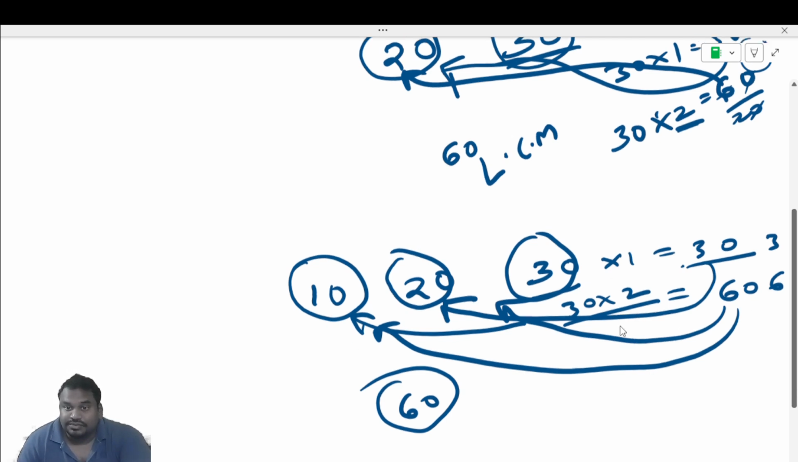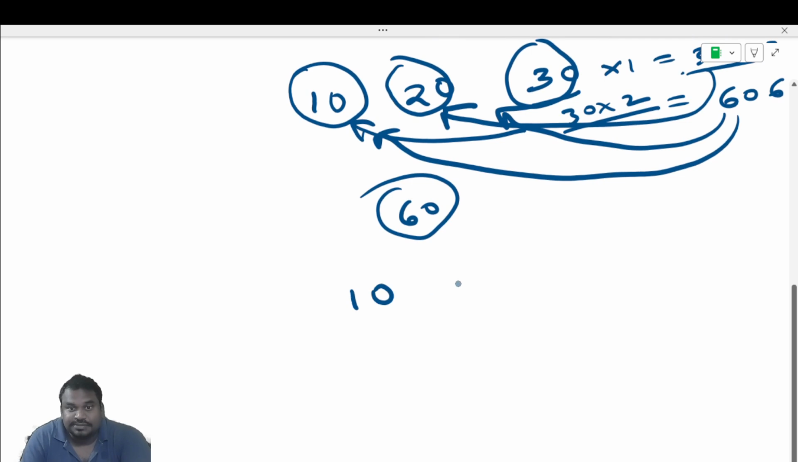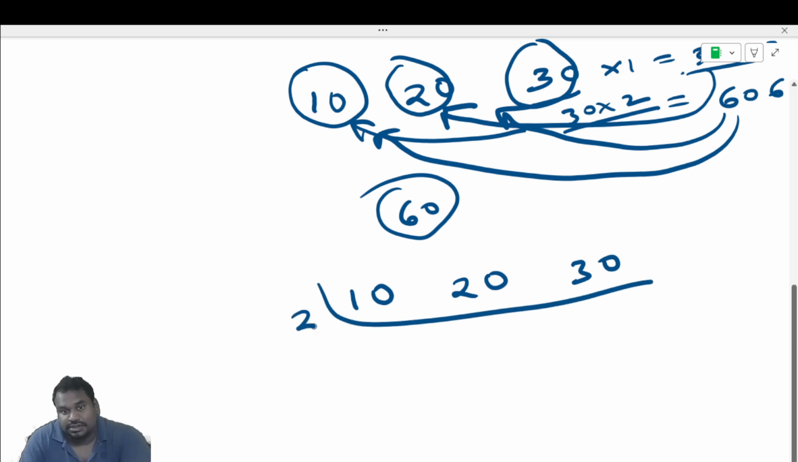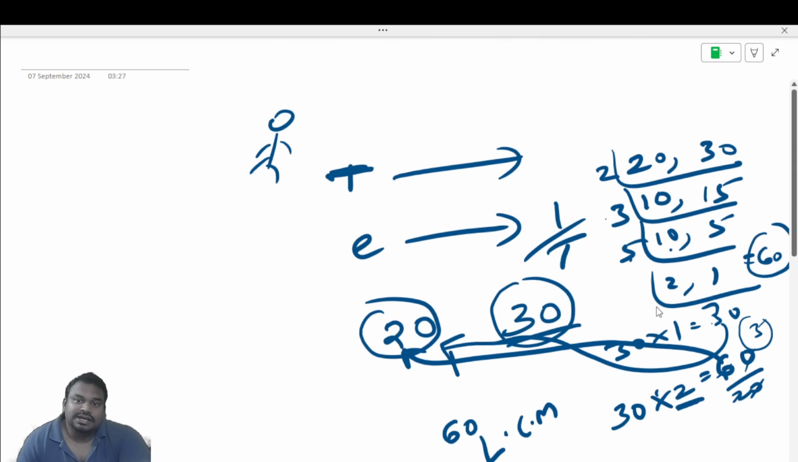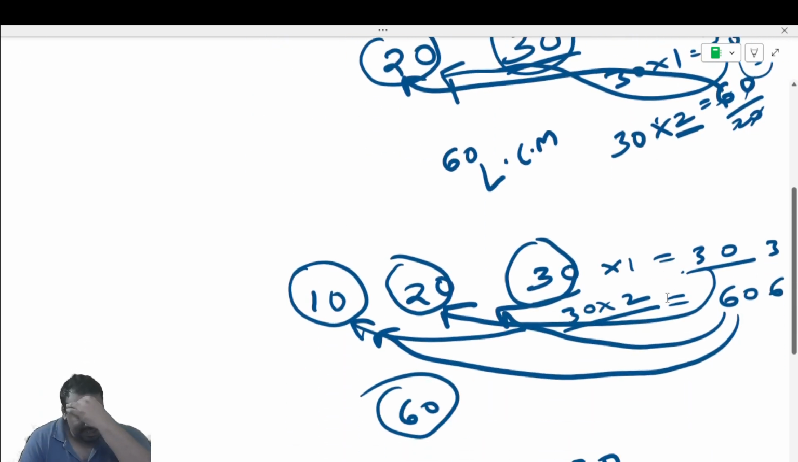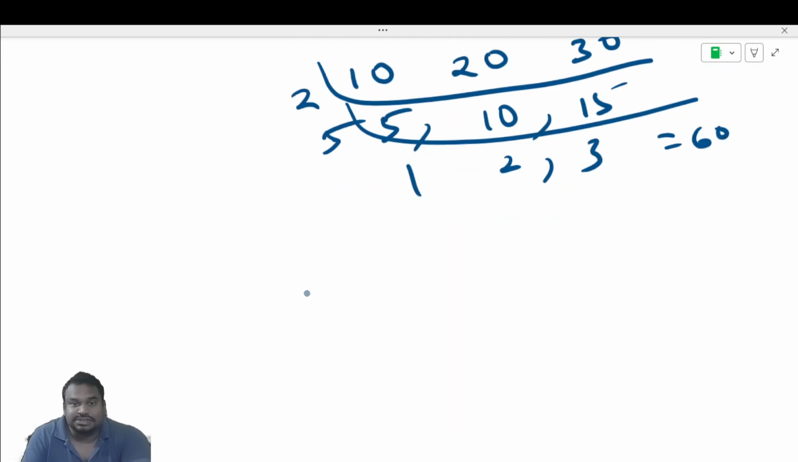But if you forgot, then what is the standard procedure? We know already: start with the number 2. 2 fives are 10, 10 twos are 20, 20 threes are 60. So like this also you can get the LCM of any numbers, any combination of numbers. So these are the important points from our classes.